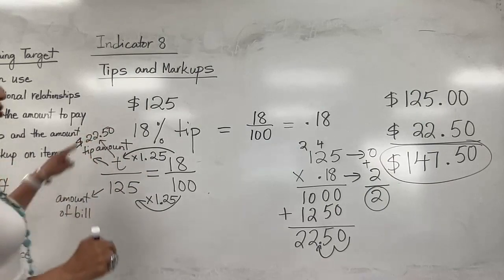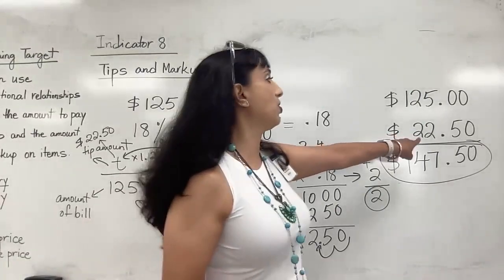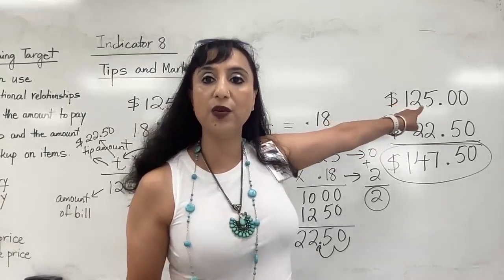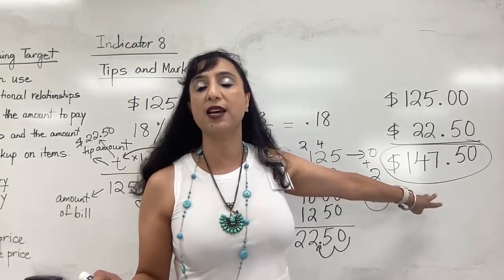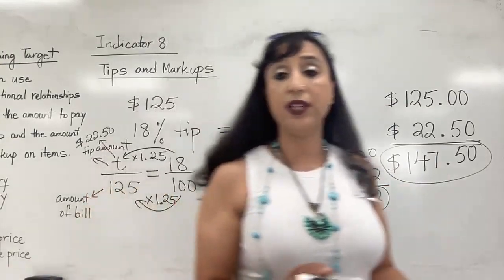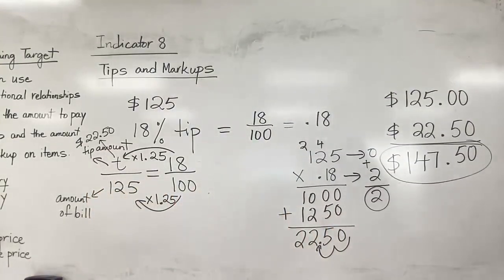And then I am going to again take this tip amount and add it to $125 to know that I need to leave a total of $147.50 for the services that were used.